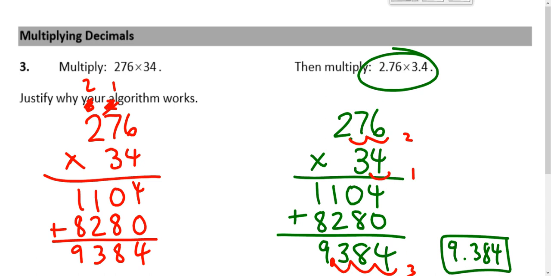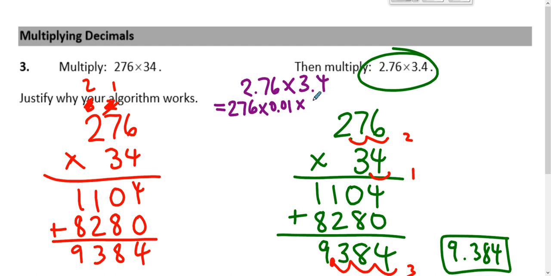Well, here's what's really happening, if I may be so bold as to say. This right here, this 2.76 times 3.4. Well, this 2.76 is 276 times 1/100th.